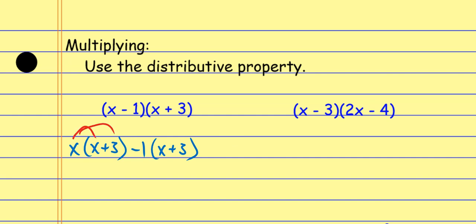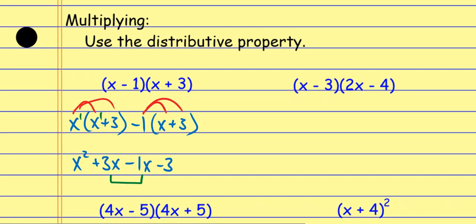Here I distribute the x. And this is where my rules of exponents come into play. Remember, this is an x to the first times an x to the first. And when I do that, that gives me an x to the second. Okay? I add the exponents. Next, I do the x times the 3, which is a plus 3x. Over here, I'm going to distribute that negative 1. So I multiply, that gives me a negative 1x and a minus 3. And now I combine like terms. These guys in the middle, I can put those together. Those are like terms. And it looks like I ran out of space a little bit here.